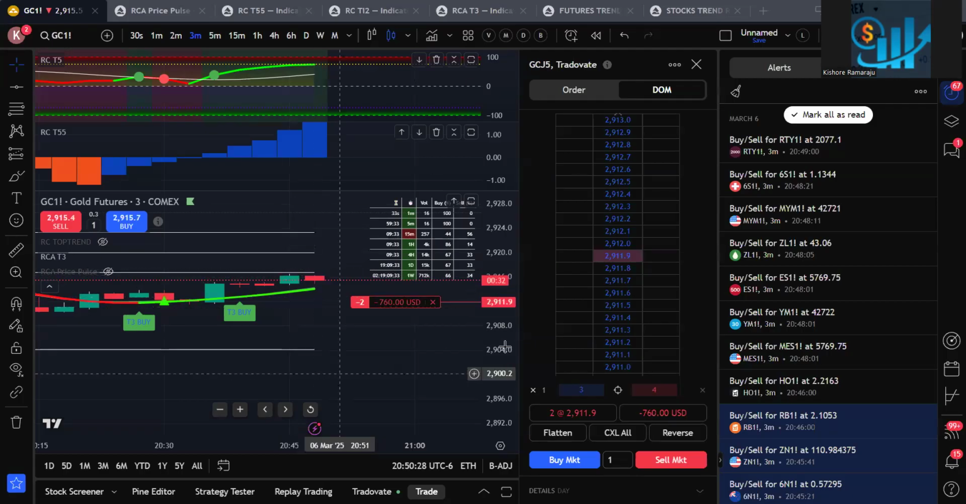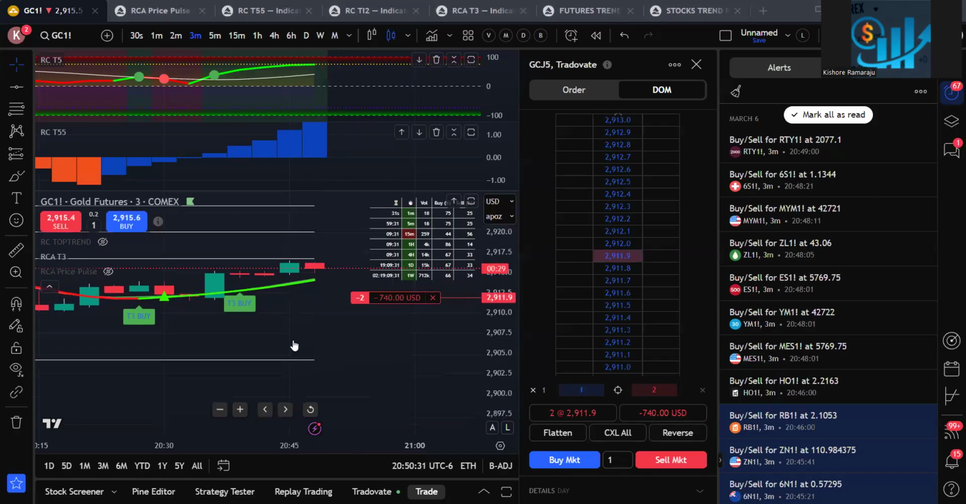So if we get a T3 sell, we can add one more contract. For now, this will act as a strong resistance. It should come all the way to the bottom again.